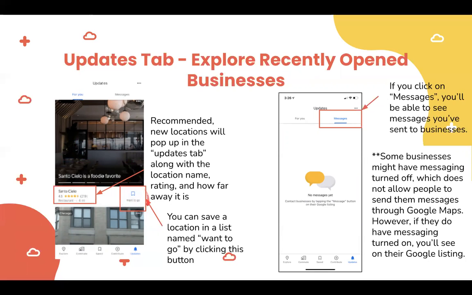And then if you also click on the Messages tab, instead you'll be able to see the previous messages that you've sent to certain businesses that were associated with different locations. Some businesses might have messaging turned off, which basically doesn't allow other people to reach out to them through Google Maps and send them messages. But if they do have messages turned on, then you'll see it on their Google listing, and you can reach out to them with any questions you have about the location.